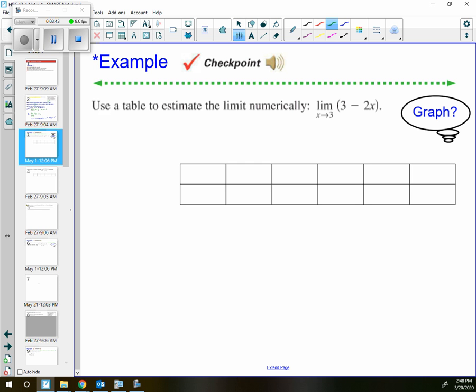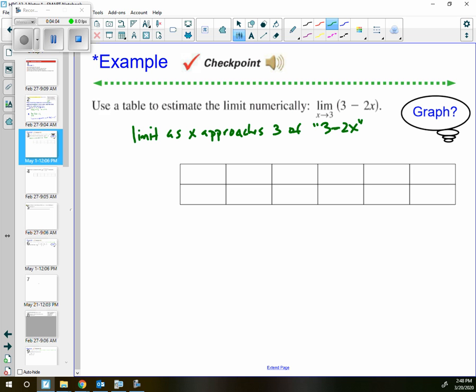It says use a table to estimate the limit numerically, so using numbers, a table, for this function. So let's see if we can read what this says. So this is asking us the limit as x approaches 3. So I'm going to actually write it out so we know what we're saying. So as x approaches 3 of this 3 minus 2x. That's your rule or your function.